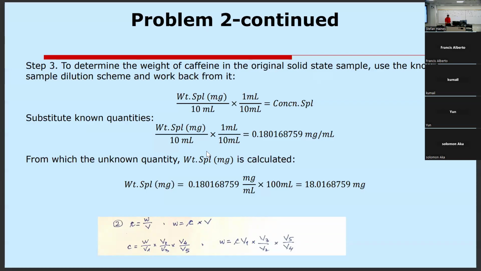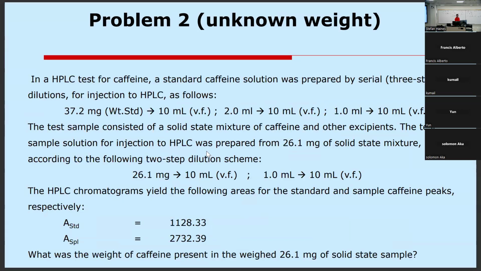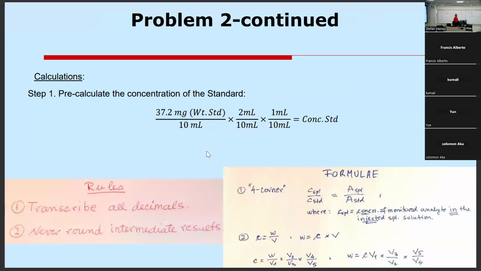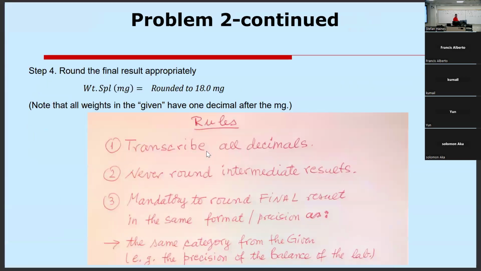Now, let's look at the rule here. Rules dictate we have to make sure we round our final result to the same precision as the given. In the original sample, it was 37.2 milligrams. That's my standard, and my original sample was also to 1 decimal point. So we have to round our final answer to one decimal point. So 18.0. That's what it rounds to.